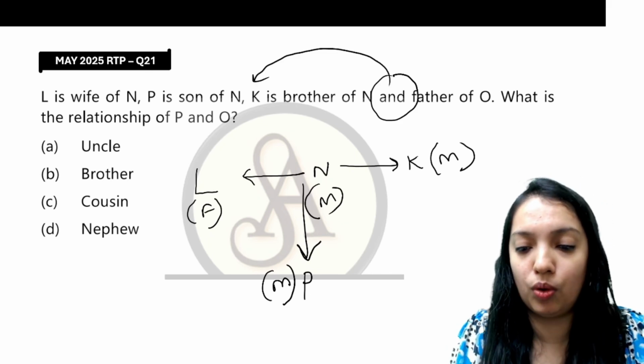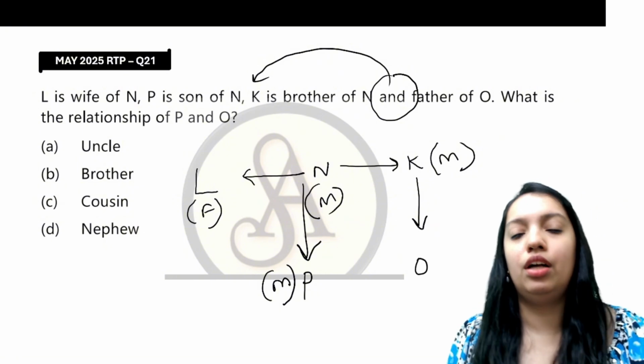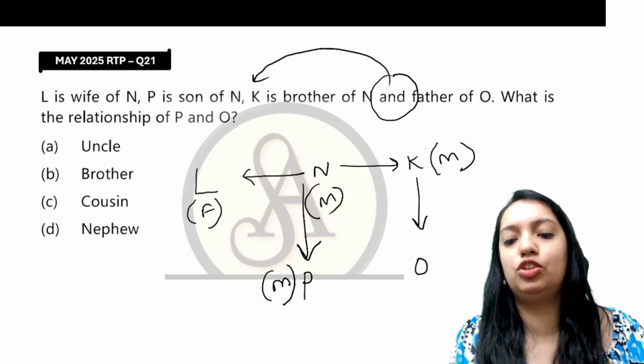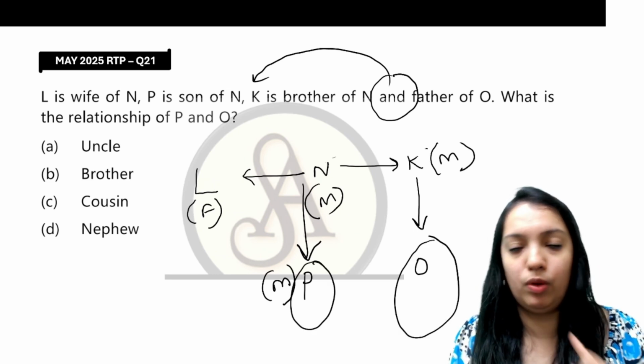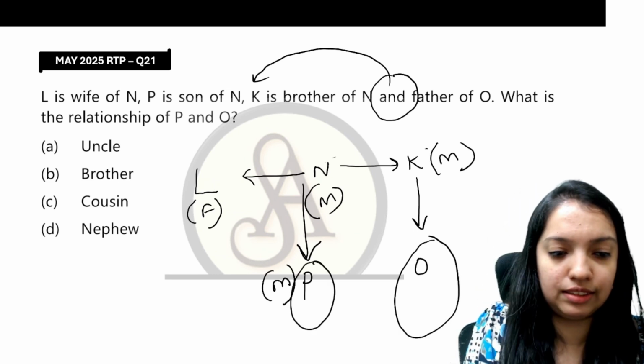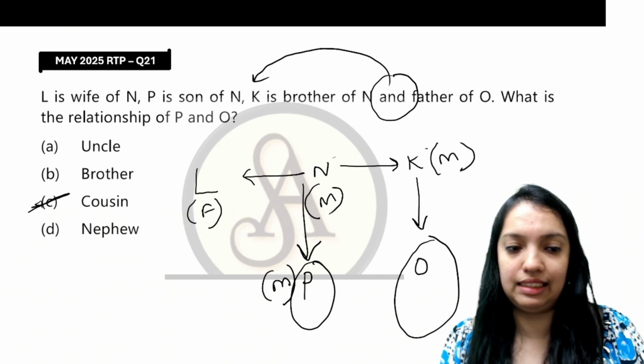K is the father of O. Do you understand that these two are brothers and their children O and P will be called cousins? So the answer for this question is option C, cousin.